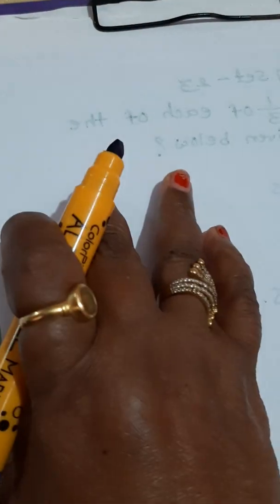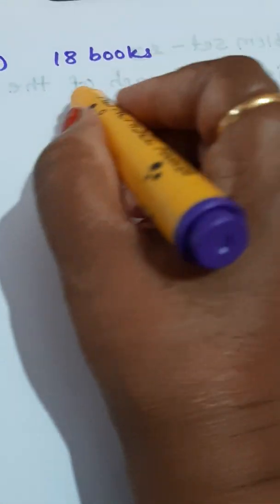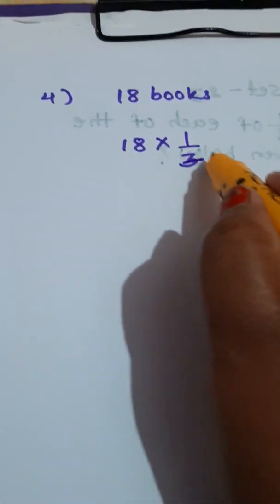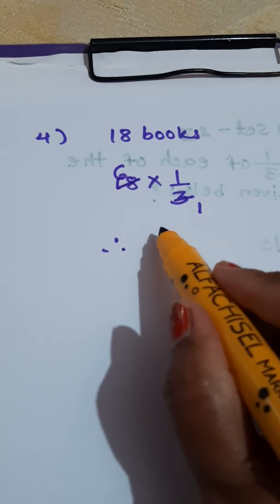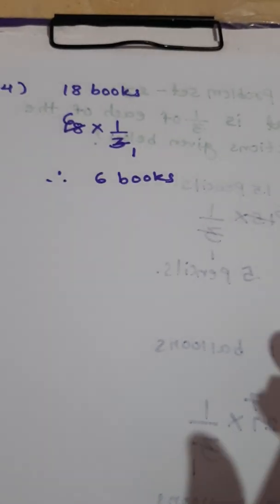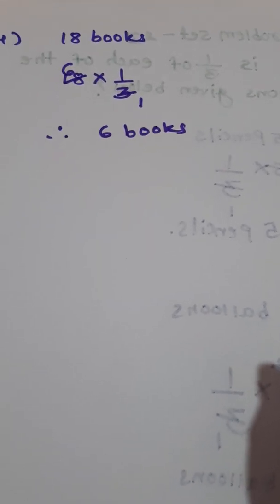Next example. What is 1/3 of 18 books? The same way you have to solve 18 multiplied by 1/3. 3 1s are 3, 3 6s are 18, 6 1s are 6. So 1/3 of 18 books is 6 books. If you arrange a bunch of 6 books 3 times, you will get 18 books. It means 1/3 of 18 books is 6 books.